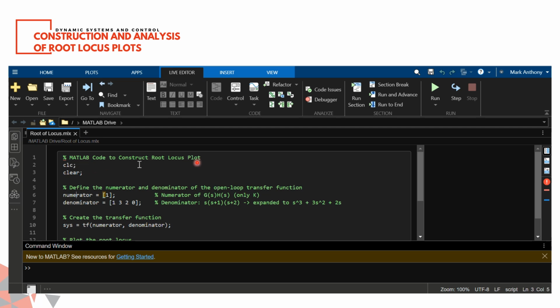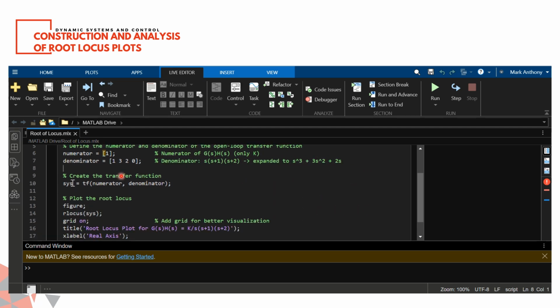On the other hand, we can also use MATLAB to construct the root locus plot. First, we need to define the numerator and then the denominator, which is 1 3 2 0 from our given problem. Next, we need to create the transfer function given by sys = tf(numerator, denominator). And to plot the root locus, we need to type figure, then, this is important, rlocus(sys).